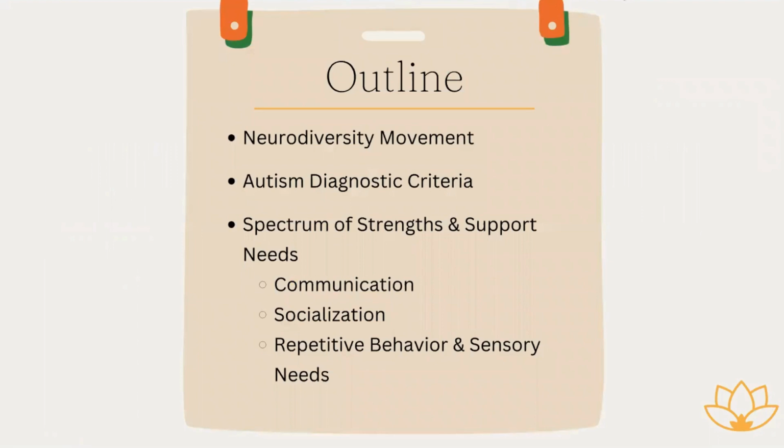Okay, so today we're going to be talking about the neurodiversity movement. We're going to be talking about the autism diagnostic criteria and then looking at that from a strengths-based lens. We're going to talk about the spectrum of strengths and support needs for children who are on the autism spectrum, including communication, socialization, repetitive behavior, and sensory needs.